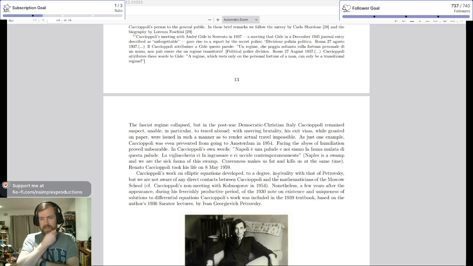His work on elliptic equations developed to a degree in rivalry with that of Petrovsky, but we are not aware of any direct contacts between the two, or any of the mathematicians in Moscow school. Nonetheless, a few years after the appearance, during his feverishly productive period, of the 1930 note on existence and uniqueness of solutions to differential equations, his work was included in the 1939 textbook based on the author's 1936 Saratov lectures by Ivan Grigorovich Petrovsky.